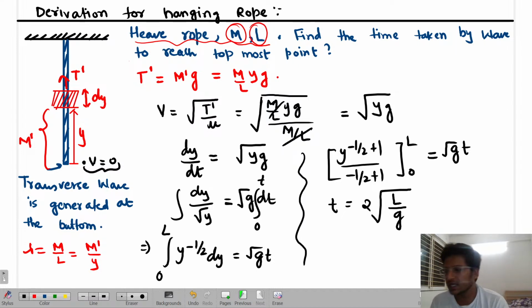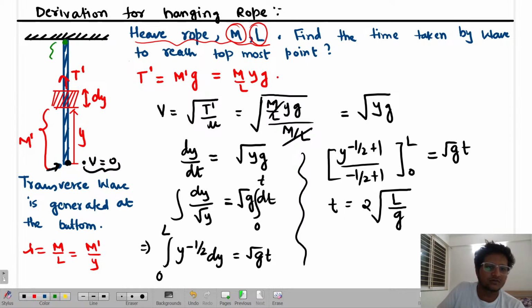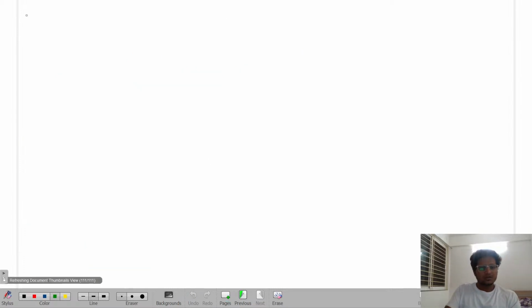Okay, now it is a simple thing. This is the case when we are generating the wave at the bottommost point. When we generate the wave at the bottommost point, the time I am getting is 2 root under L by g. Are you able to get me or not? Similarly, if I generate the wave at the topmost point, the time taken to reach the lowest point is also the same, which is 2 root under L by g. My question is, suppose this time I generate two waves at the same instant of time, one at the bottom, one at the top, right or not?